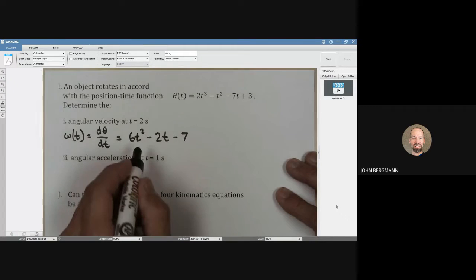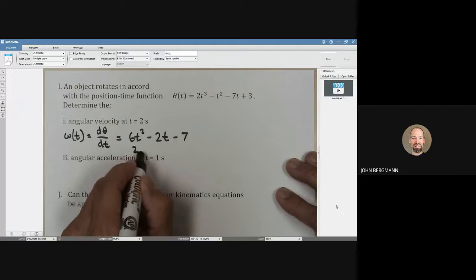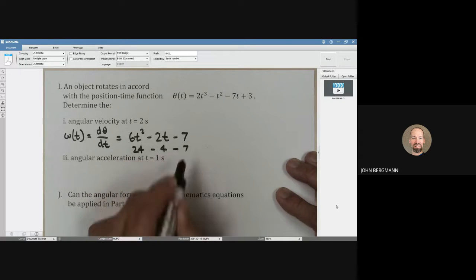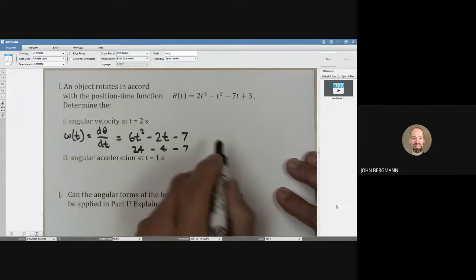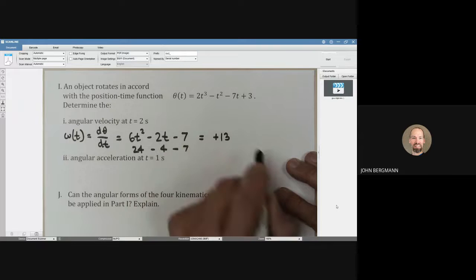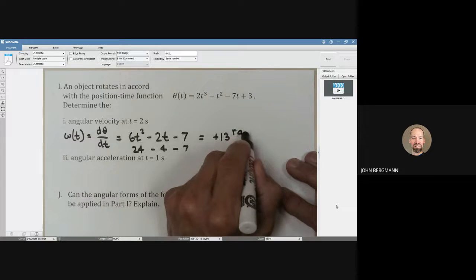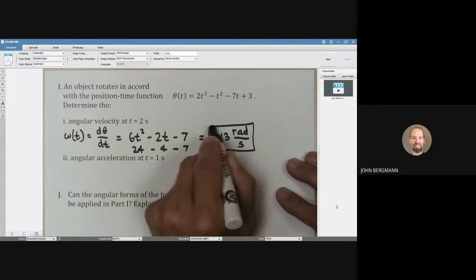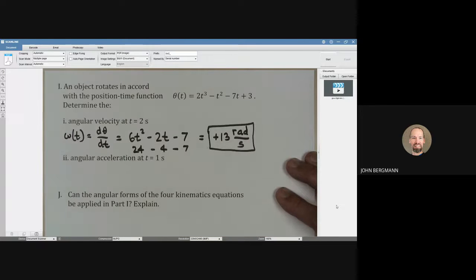And when we put a 2 in here, that's going to be 24, and that's going to be minus 4, and that's going to be minus 7. So 24 minus 11, how about positive 13? Positive 13, and what's the unit for angular velocity? Not meters per second, but radians per second. 13 radians per second. How about the angular acceleration?